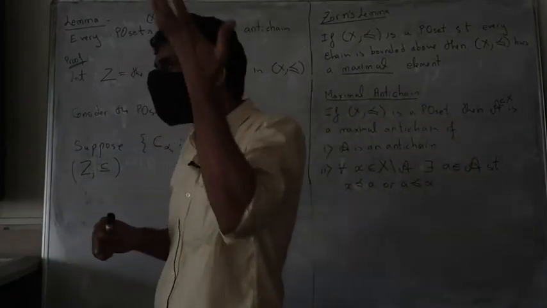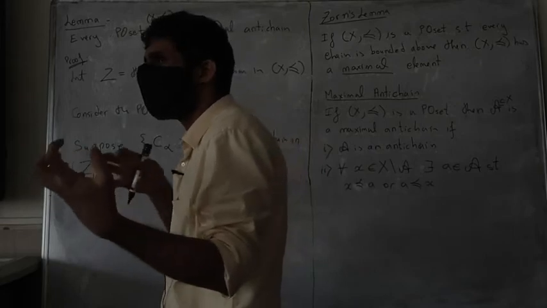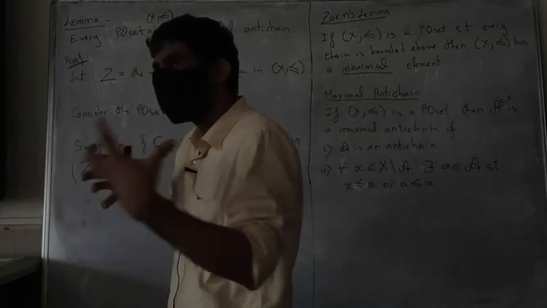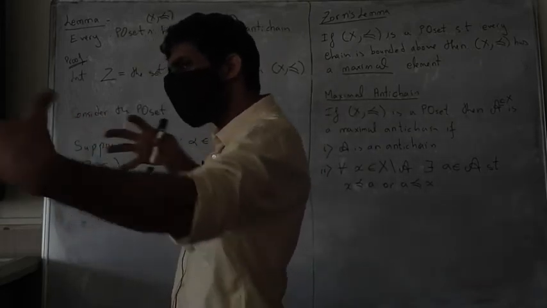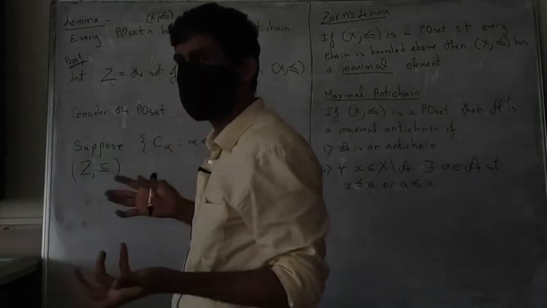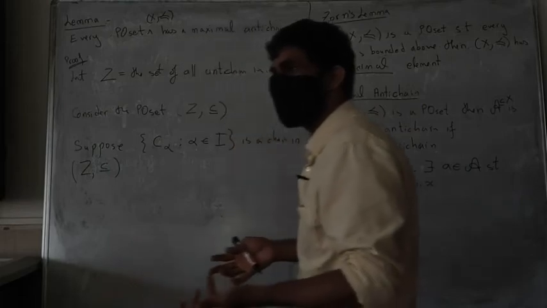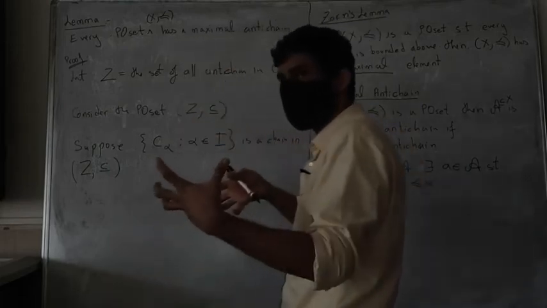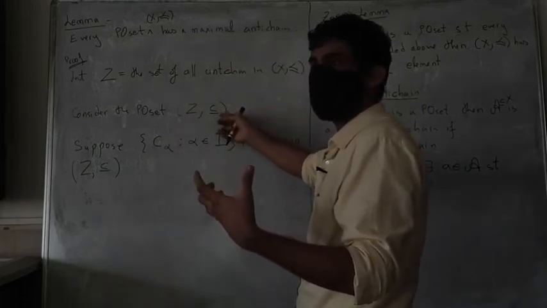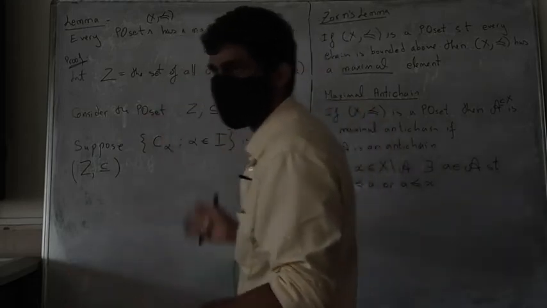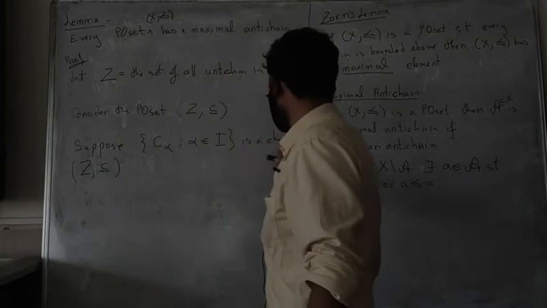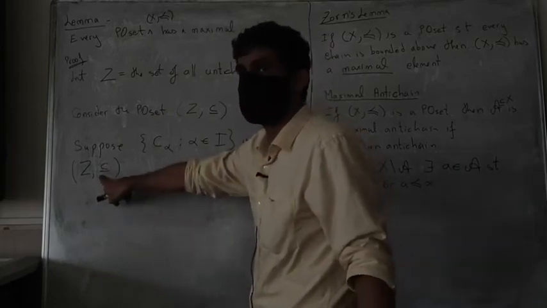The natural intuition to catch hold of the maximal anti-chain is to try to look for some sort of a biggest element in this. That's the natural intuition. You're looking for a maximal anti-chain, right? So biggest is how you will get a maximal element of this poset. That's the idea. Okay. So suppose this is some chain in Z with containment.